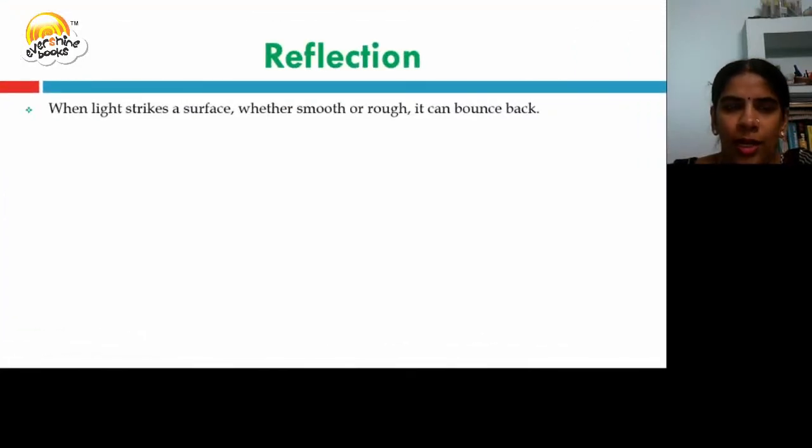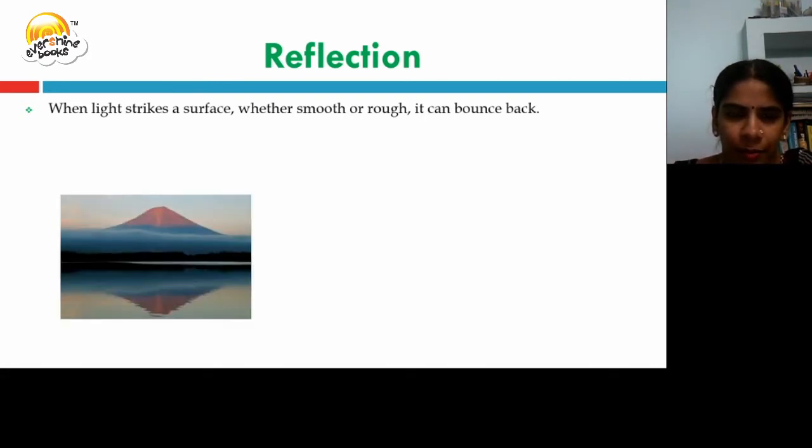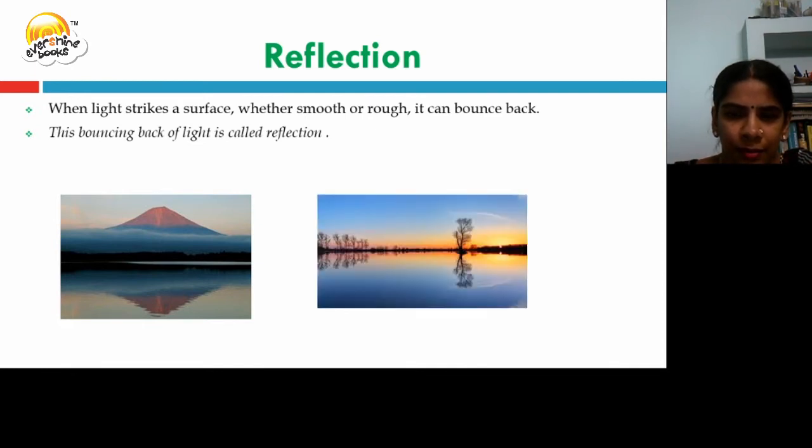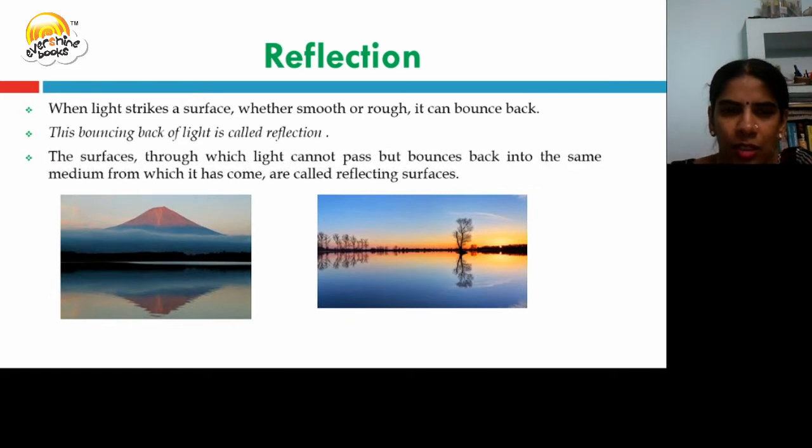Reflection. When light strikes a surface, whether smooth or rough, it gets bounced. This bouncing back of light is called reflection. The surface through which light cannot pass but bounces back into the same medium from which it has come, we call a reflecting surface. The images can be seen, but light does not pass through.